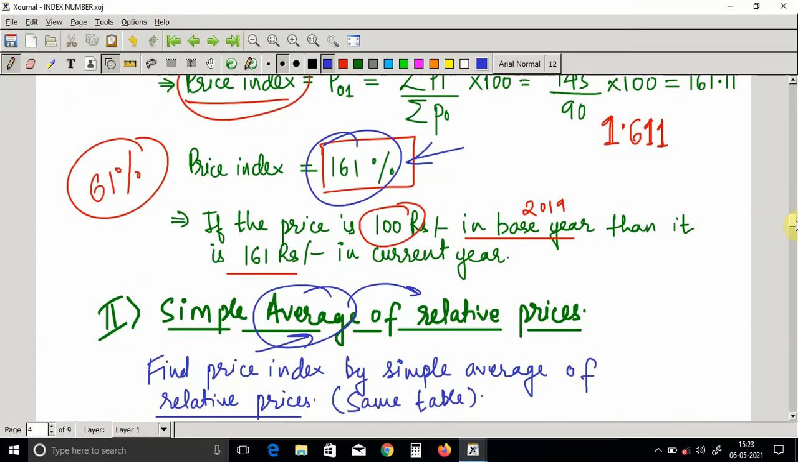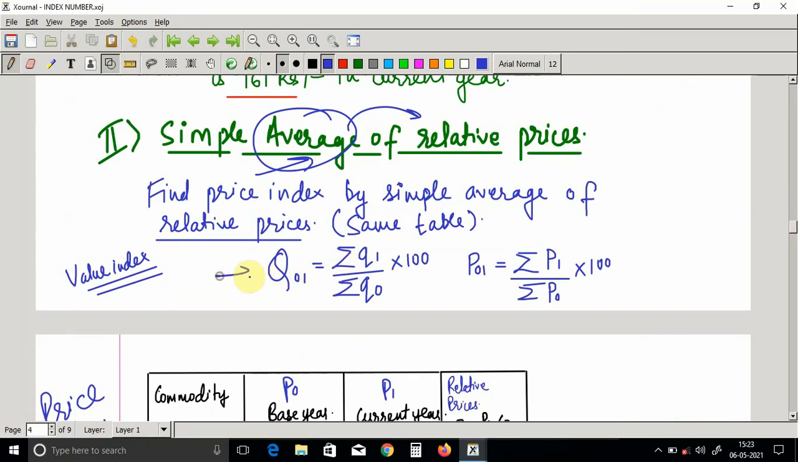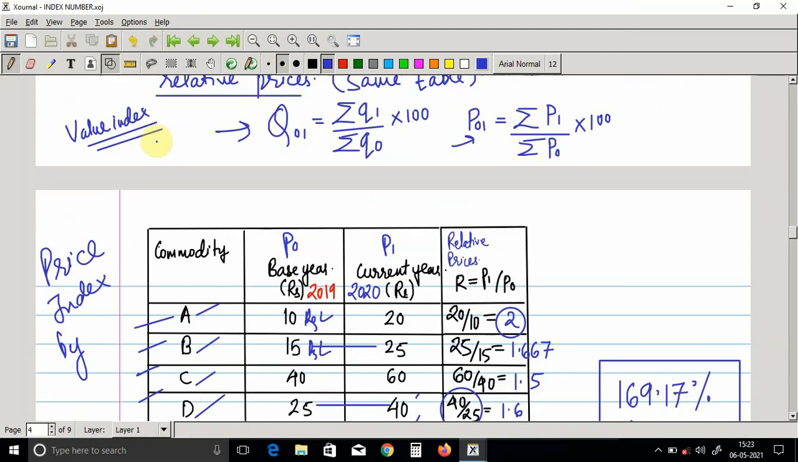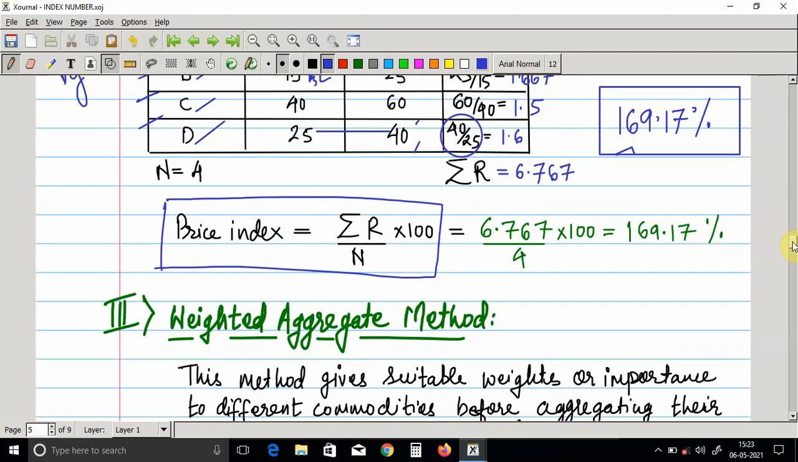So I had given you all three formulas: quantity index, price index, value index. So for value, if you want to find the value, I must give the price and the quantity purchased at that price for both years, base year and current year.